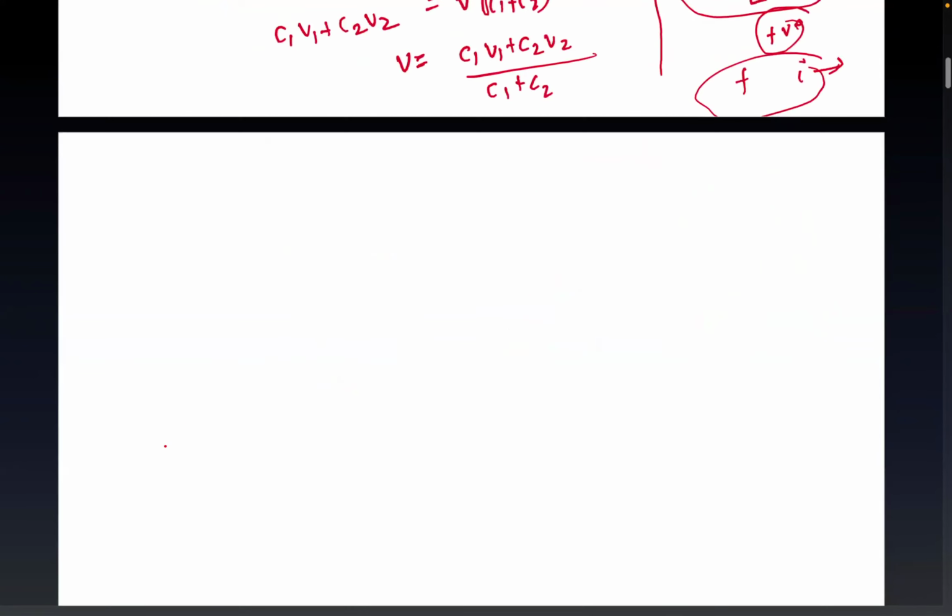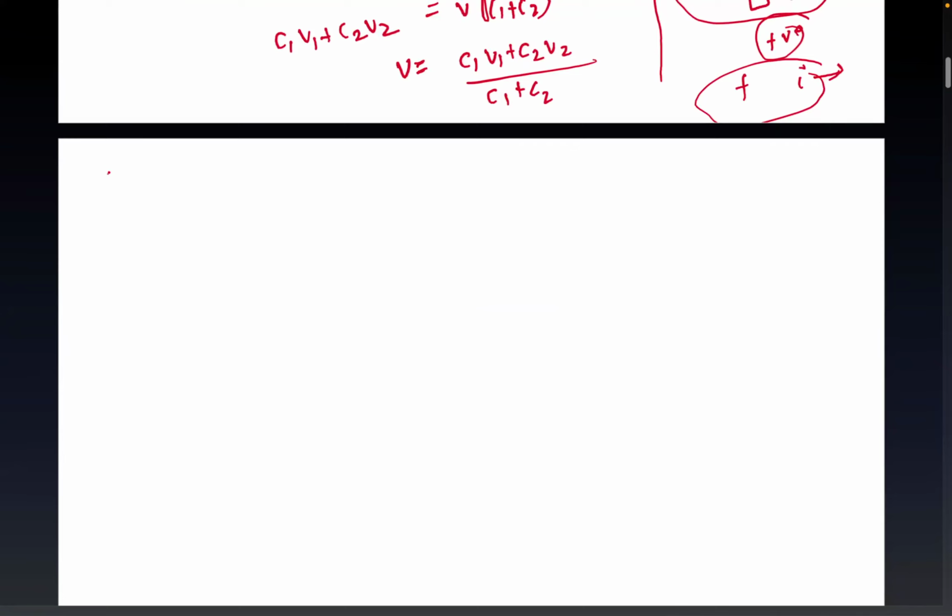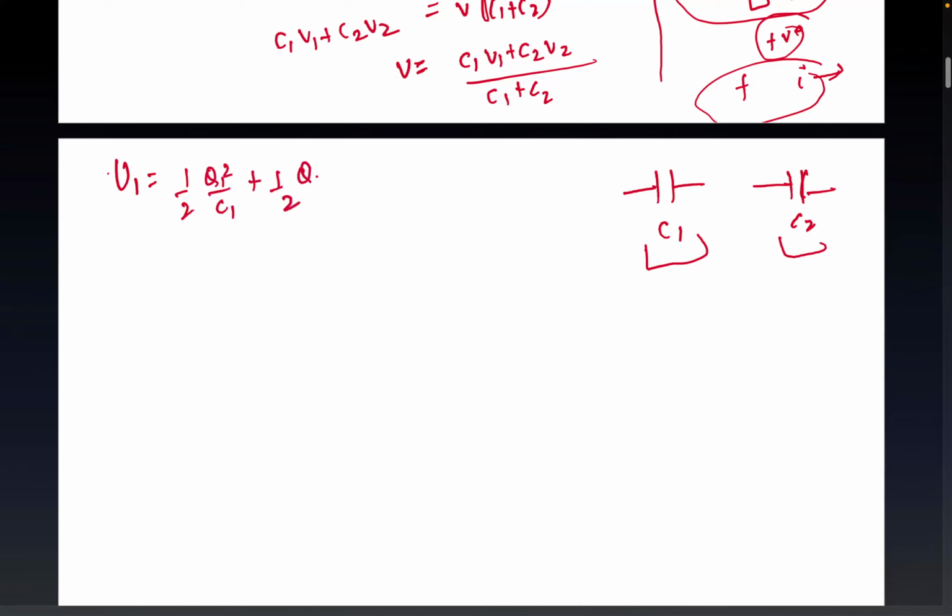So what is the initial energy? If I ask you what is the initial energy, that is UI. And if you see, initially we had both as separate entities, C1, C2. So I can calculate separate energy. What is the separate energy? Half Q1 square by C1 plus half Q2 square by C2. Can I say this? Yes.